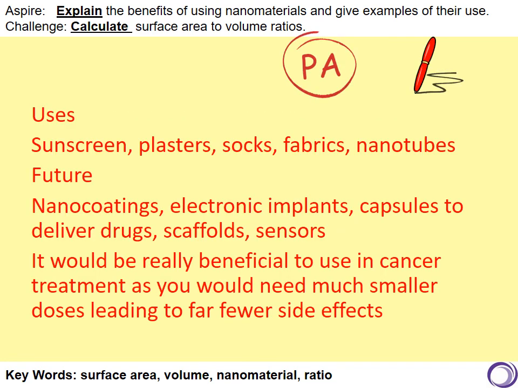Okay, so uses, we currently use them in sunscreen, plasters, socks, fabrics and nanotubes. Future uses, you could have had nano coatings, electronic implants, capsules for the delivery of drugs, scaffolds, sensors. And why would it be beneficial for the use in cancer? Because you need much smaller doses, leading to far fewer side effects.